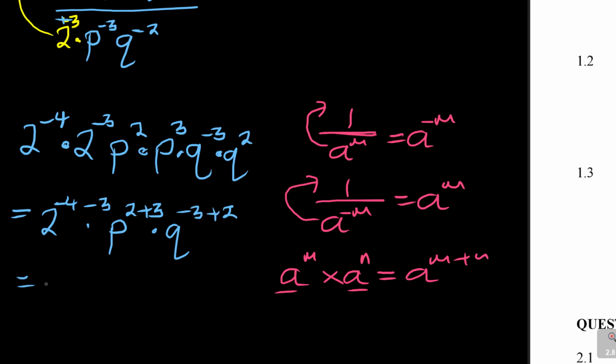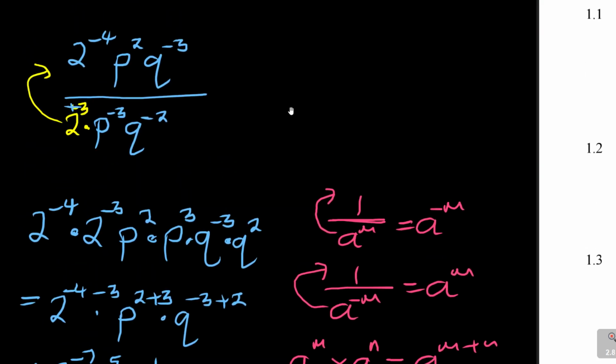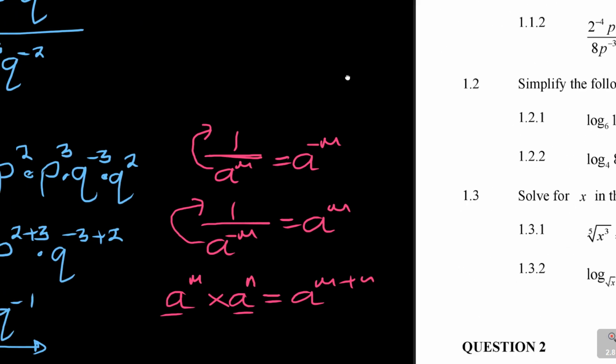Then from here you will have 2 to the power of negative 7, p to the power of 5, and q to the power of negative 1. So that becomes to me the final answer to that. And as I keep on saying, I usually prefer to test my answer against whatever I'm given.